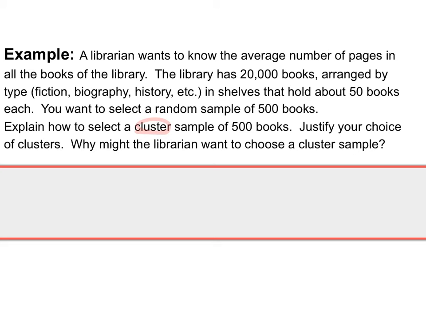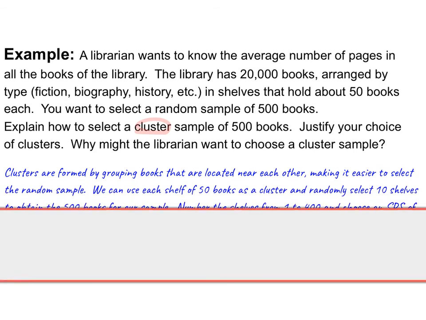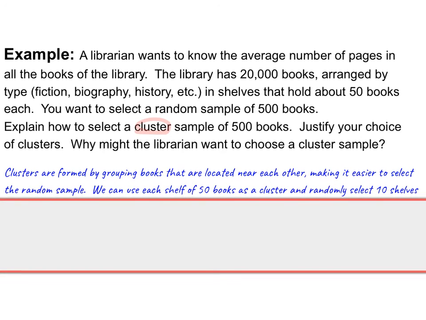So my solution to this is, remember that clusters are more like location. So my clusters are formed by grouping books that are located near each other, making it easier to select the random sample. We need to remember to choose 500 books, okay? And there are 20,000 with 50 books on each shelf. So that means there's 400 shelves. So what I'm going to do is one shelf would be a cluster. So I am going to need to pick 10 different shelves to get my 500, 50 times 10.